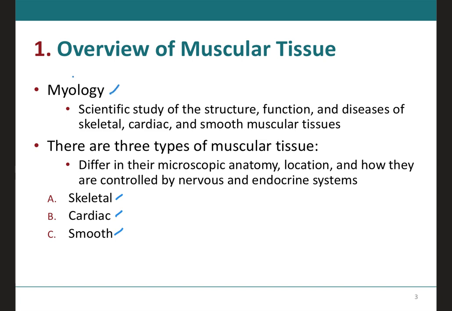Myology, where myo means muscle and logy means study of, is the scientific study of the structure, the function, and the diseases of all muscle types. Although the 3 types of muscular tissue share some properties, they differ from one another in their microscopic anatomy, their location, and how they are controlled by the nervous system and also the endocrine system.